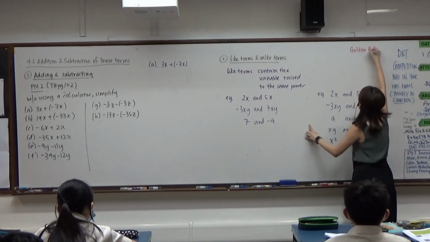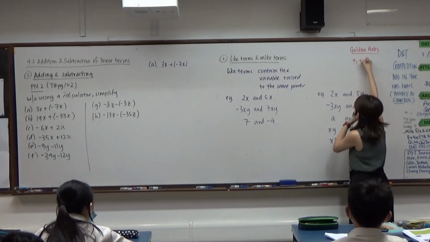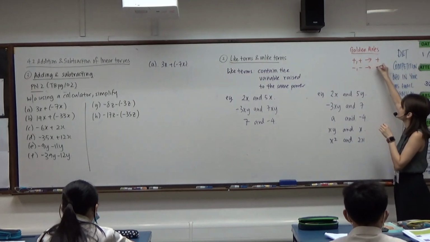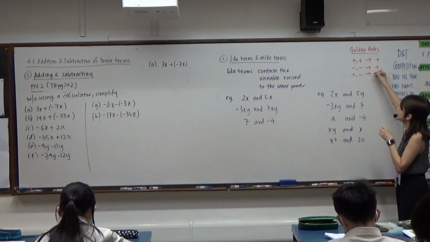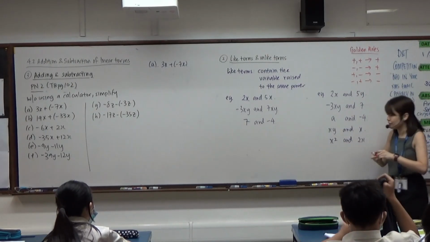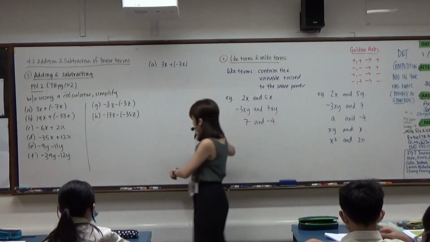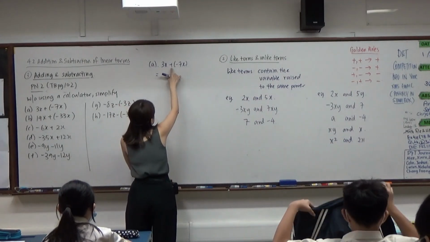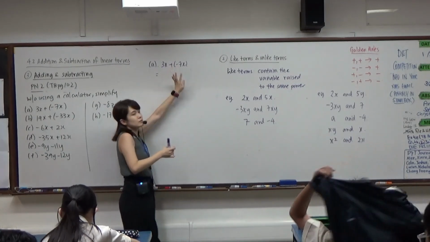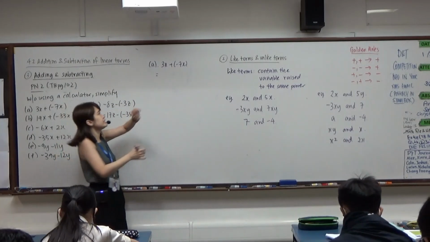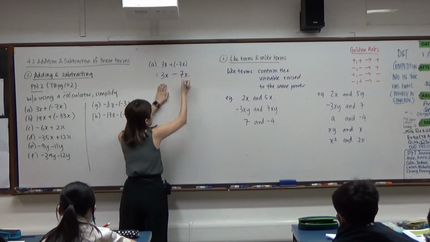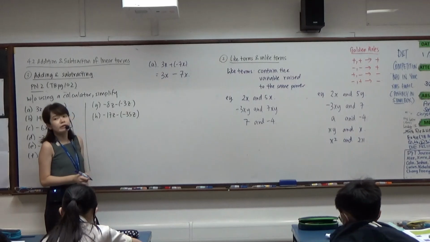When we have our golden rules, what do we say? Plus and plus gives us what? Plus. Minus and minus give us plus. Plus and minus give us minus. Minus plus gives us minus. So we rely on this. The same thing applies to our algebra over here. 3x plus negative 7x. Plus and minus will give you minus. So it will simplify to 3x minus 7x, based on our golden rules.